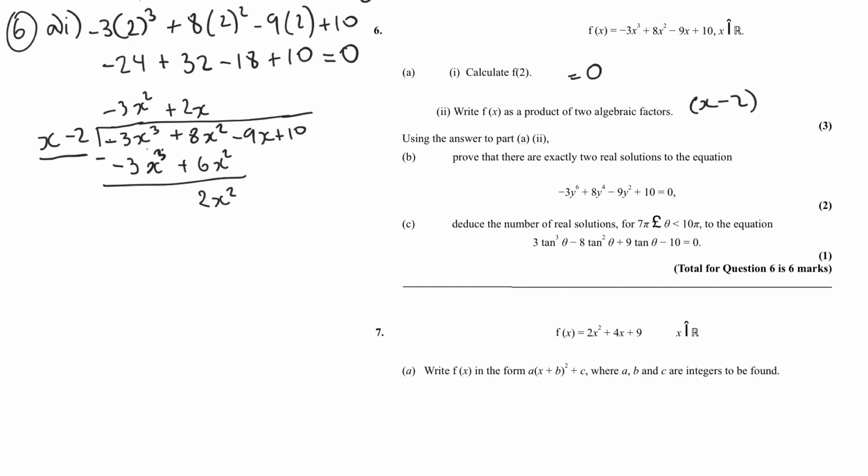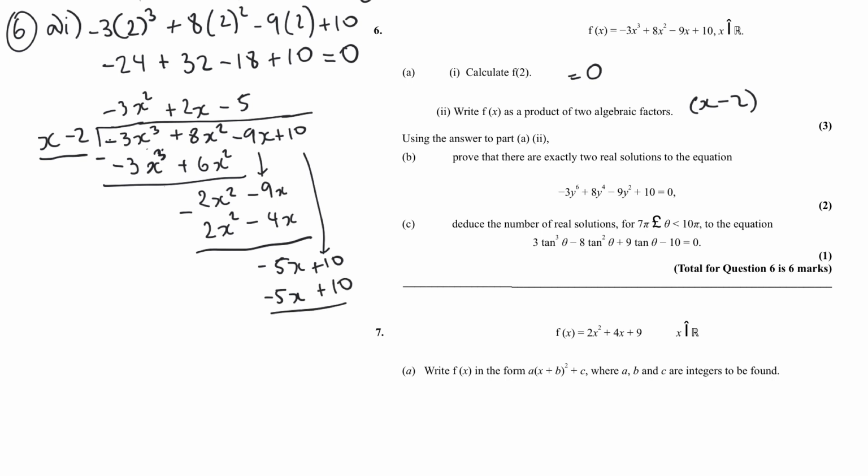So then now you're going to multiply that 2x by the x minus 2, and bring this down. So that'll be 2x squared minus 4x, and then take them away from each other. So the 2x squareds end up cancelling out, and then you'd end up with minus 5x, and then bring the plus 10 down, and then minus 5x divided by x is just minus 5, and then now you're going to multiply that minus 5 by x minus 2, which will leave you with minus 5x plus 10 as well, and then take them away.